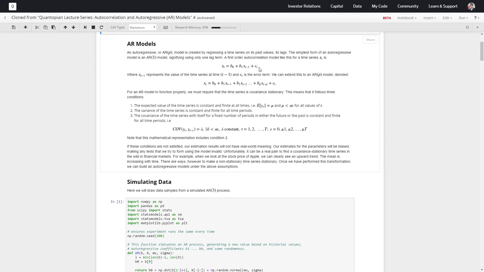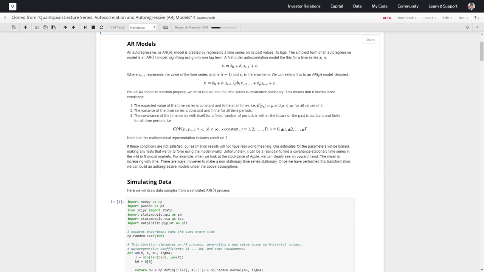You can imagine a lot of processes in finance are probably going to be autocorrelated because people take information about the past and incorporate it when they're making decisions, and the decisions they make drive the prices up or down. So at a bare minimum, price data is going to be quite autocorrelated, but a lot of other data sets are as well.